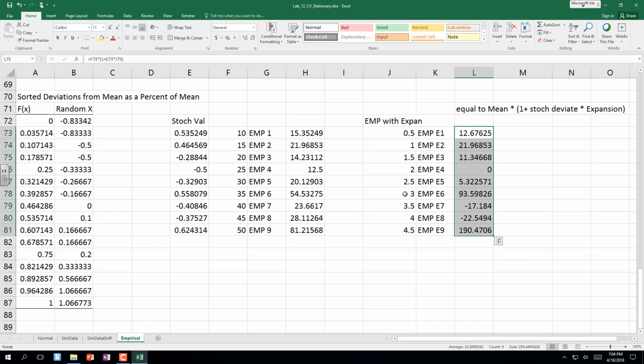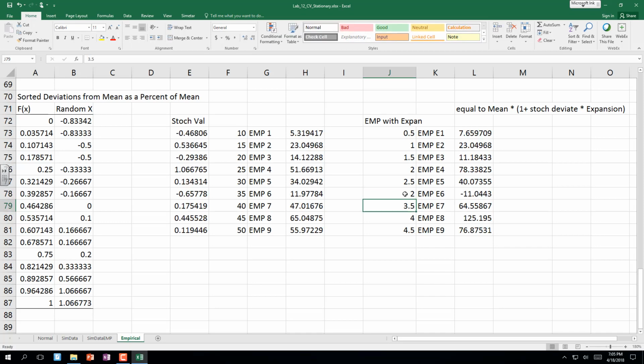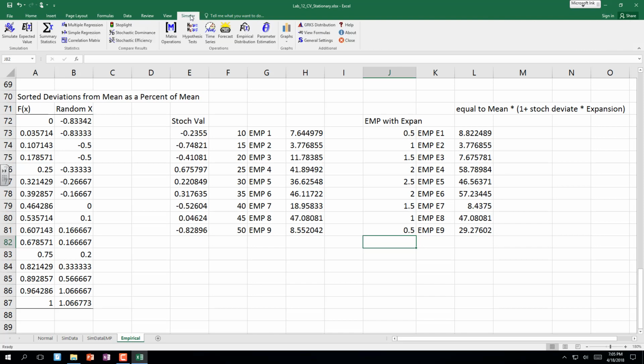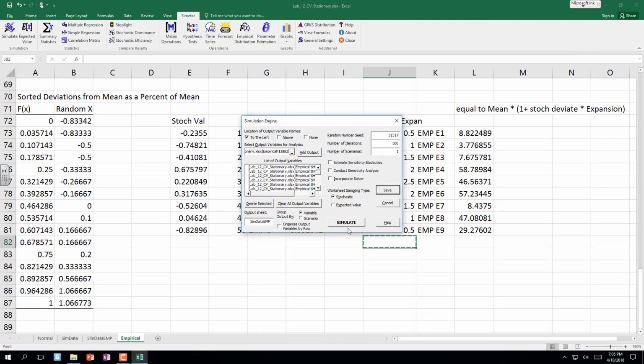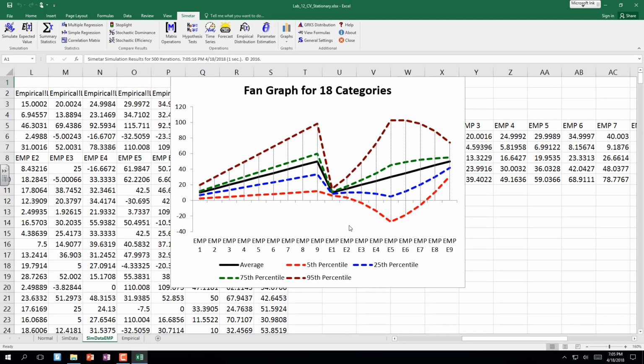Okay, we could have a change of regime here, and we could bring that back down to 2, 1.5, 1, and 0.5. Resimulate and see what that does. Okay, it does that. Okay. So the expansion factor can really extend your capabilities in simulating distributions that you don't know about. Okay? Questions?